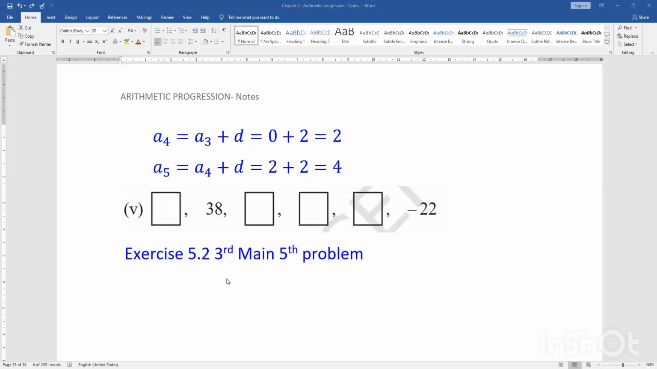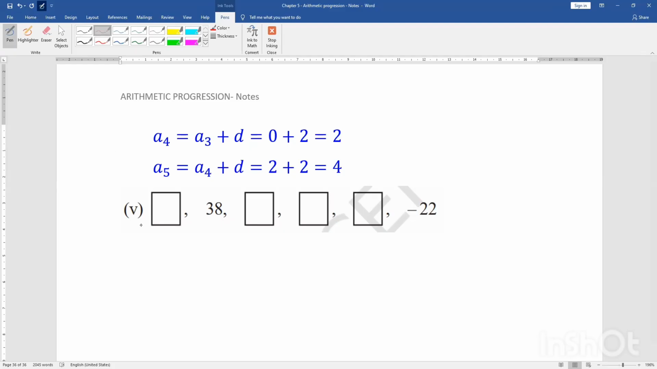Today we are going to continue with exercise 5.2, third main, fifth problem. Okay. Now here, let me write like this: A1, A2, A3, A4, A5 and A6. Okay, children.